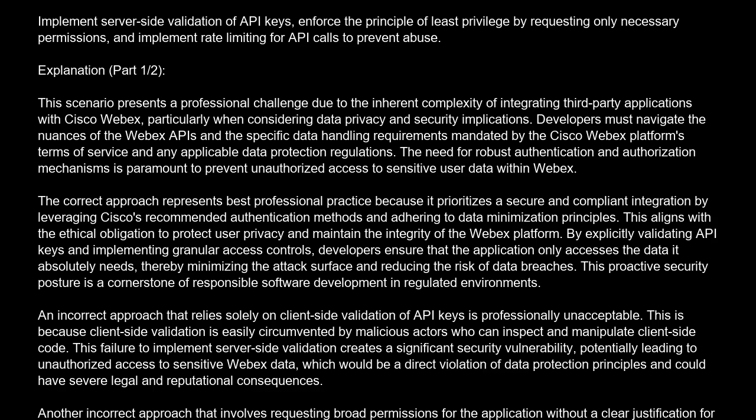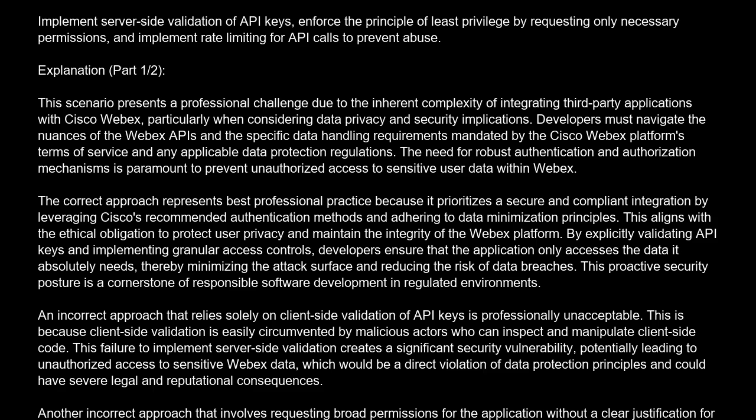Explanation. This scenario presents a professional challenge due to the inherent complexity of integrating third-party applications with Cisco Webex, particularly when considering data privacy and security implications. Developers must navigate the nuances of the Webex APIs and the specific data handling requirements mandated by the Cisco Webex platform's terms of service and any applicable data protection regulations. The need for robust authentication and authorization mechanisms is paramount to prevent unauthorized access to sensitive user data within Webex.